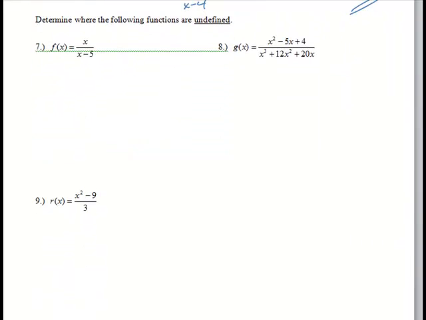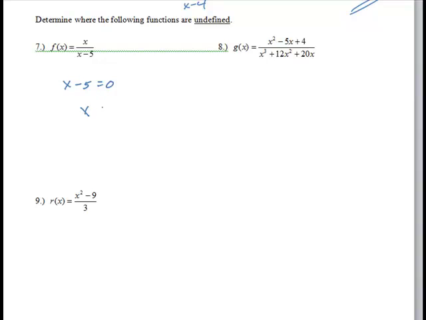Next, since these rationals are fractions, we know we're never allowed to have a 0 in the denominator. It's considered undefined, so we always have to be aware of any values that may make a denominator equal to 0. So determine where the following functions are undefined. In order to do that, just take the denominator, set it equal to 0, and solve.